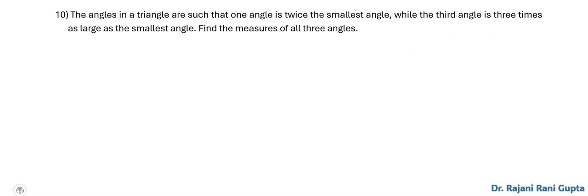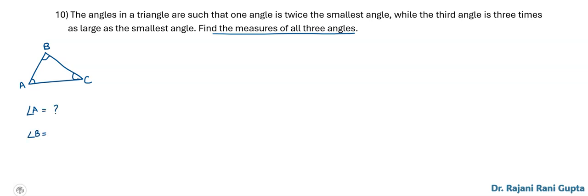Okay, so let's draw the triangle. Let us write this as the triangle. Let this be A, B and C. Here it's not mentioned that it is a right angle triangle, so we don't know the measure of any of the angles. Okay, now, it has three angles. So they want us to find the measure of all three angles. Like angle A, we have to find what is angle B and angle C.